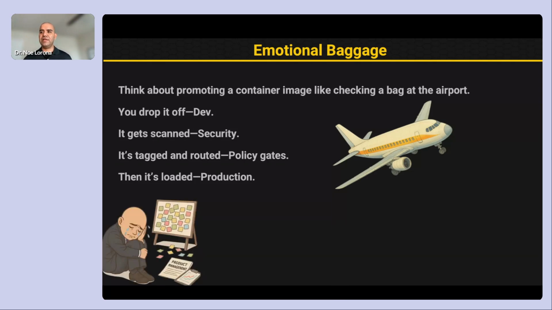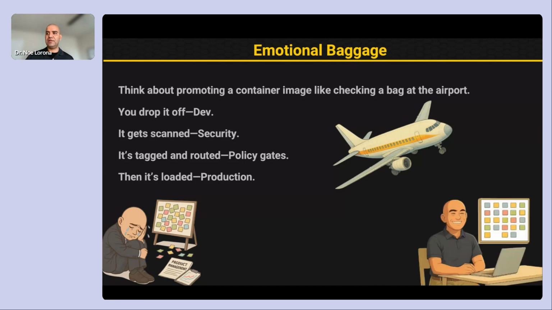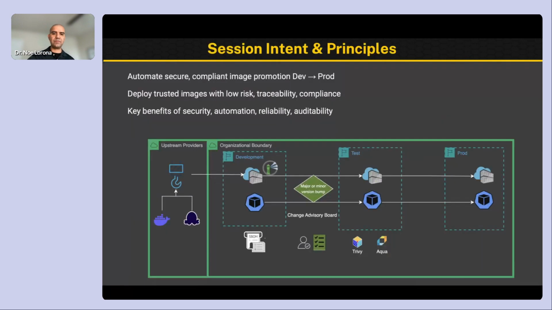Here on the left side, you'll see a product manager before automation, stressed out, crying because images are scattered everywhere and no one knows what's what. On the right side, after automation, you have a happy PM. Everything is organized, traceable, and they can focus on delivering value to users.